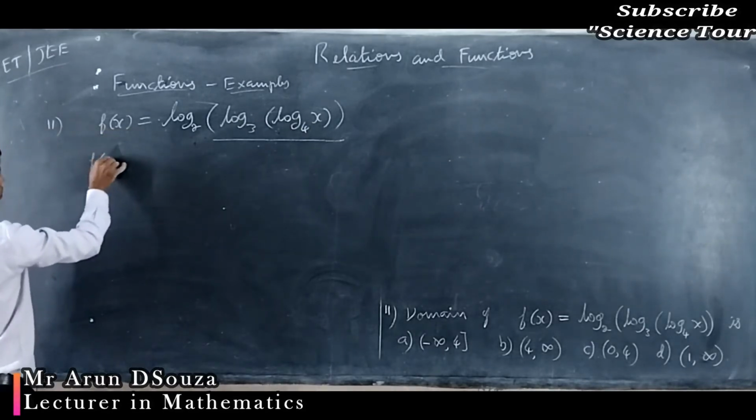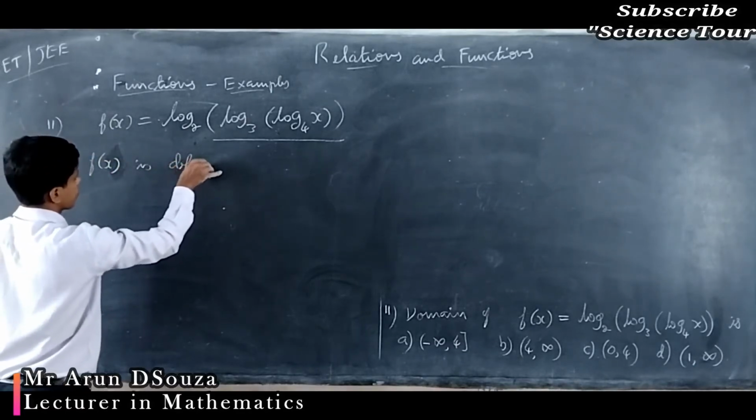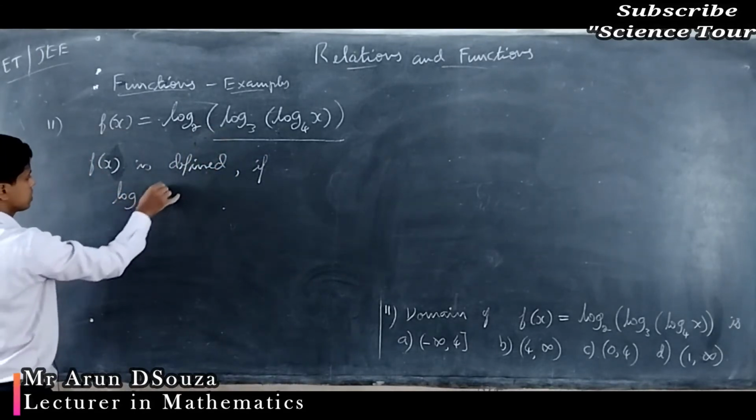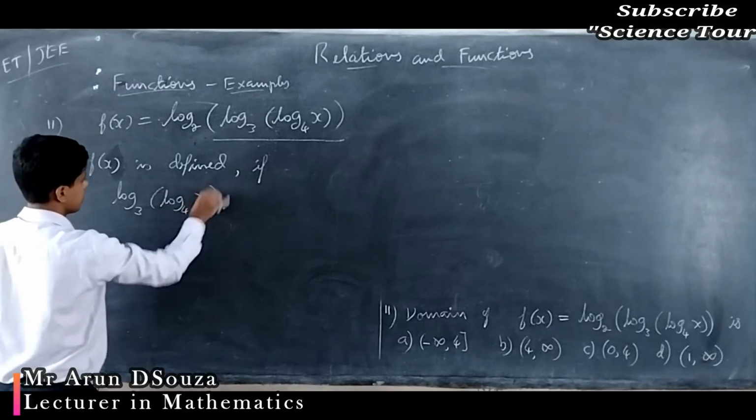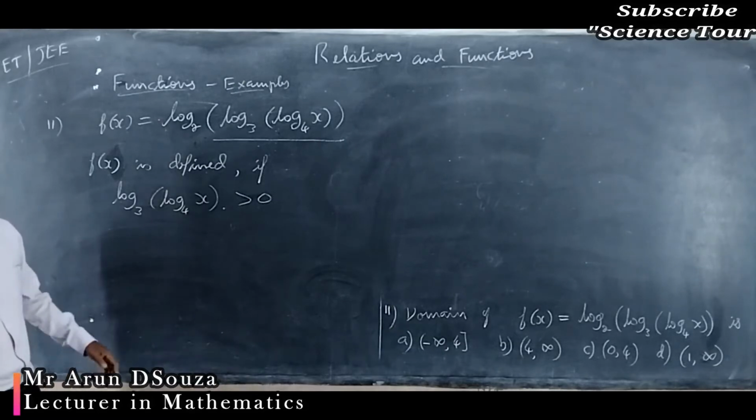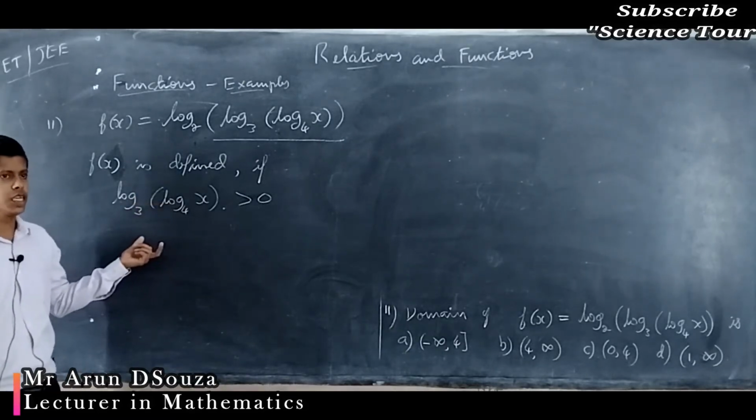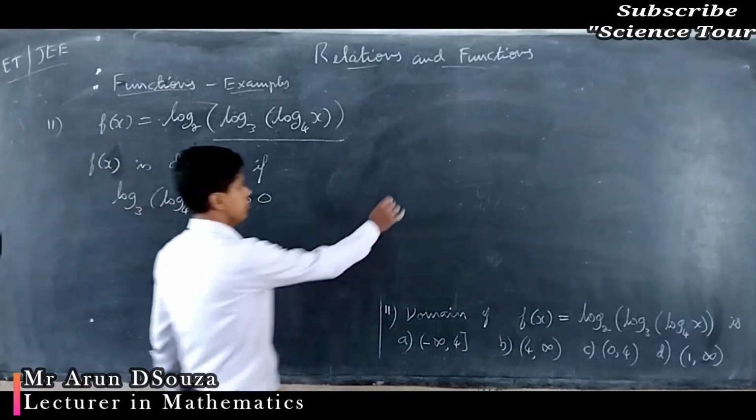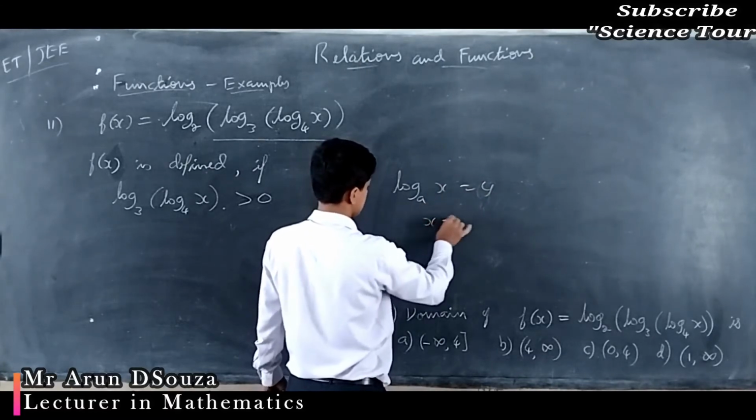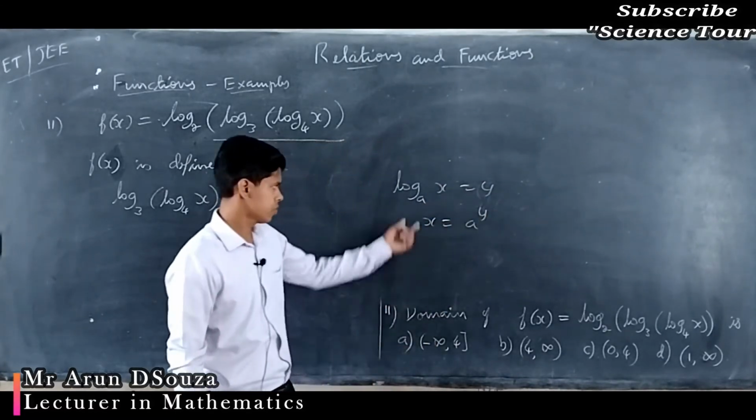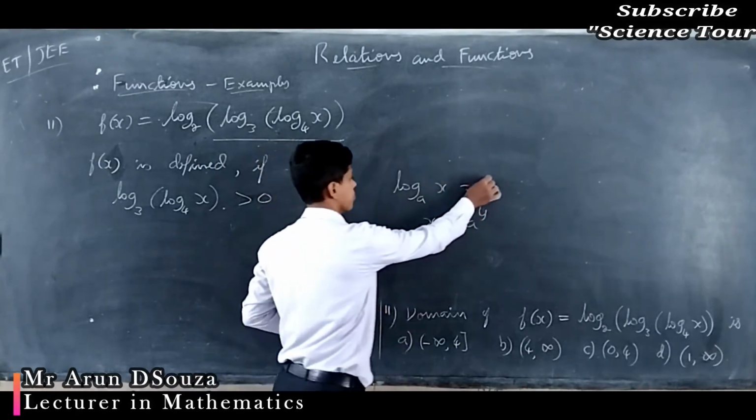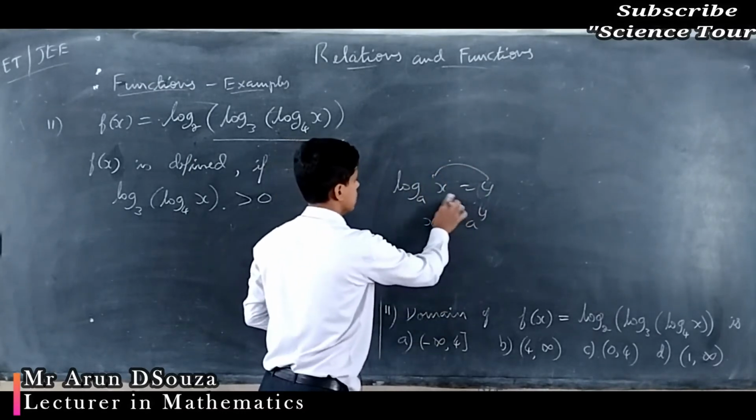So f of x is defined if log to the base 3 of log to the base 4 of x is positive. Now next you convert this log to exponential. Then how does this become? See, understand, if you have log to the base a of x is equal to y, then what is x? It is a to the power y, is it not? So x is nothing but, the bases are same. So that comes here and this goes that side.